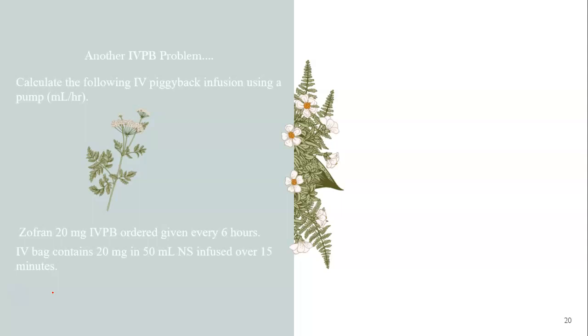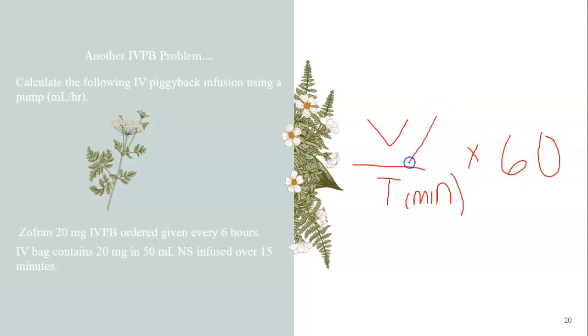So, think about this problem. Calculate the following IV piggyback infusion using a pump, mils per hour. All right, so what did we say we needed? We needed volume over time in minutes, because this is an IV piggyback again. And then times that all by 60 to change that into mils per hour. Okay.